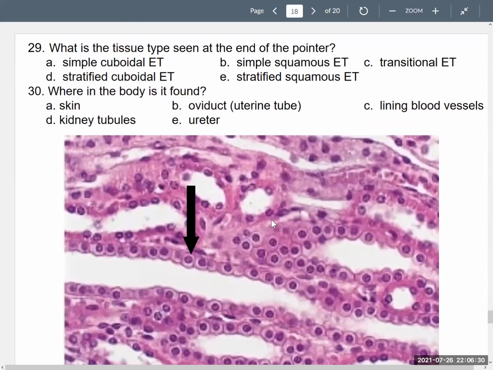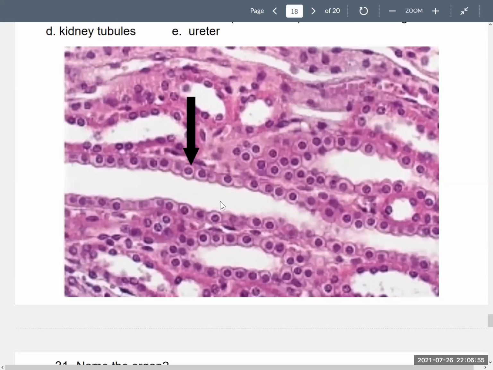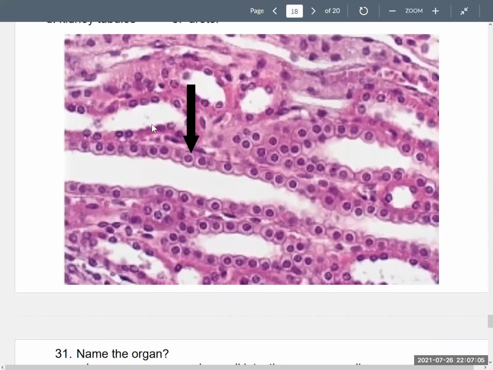The tissue seen at the end of the pointer. I don't care that there are tubes, chambers, or anything else. I look at one of those cells and it's cuboid and it's a single layer. It's simple cuboidal. There can't be any mistake in that. Where in the body would we find them? Oh, well, then I have to realize, look at how big, long this tubule is. Where did we find simple cuboidal? The only place was the kidney.